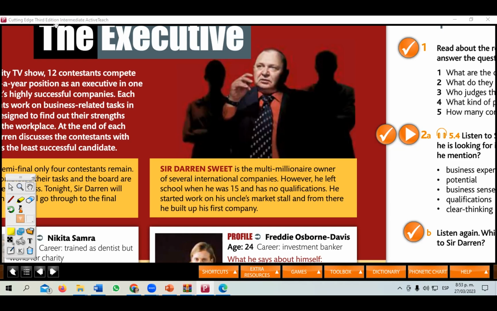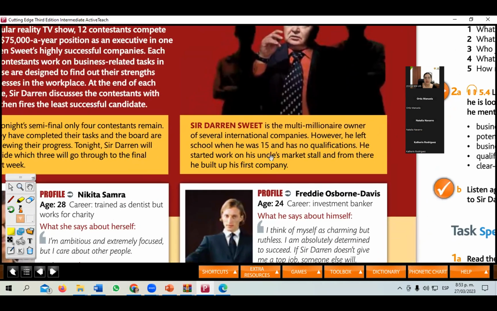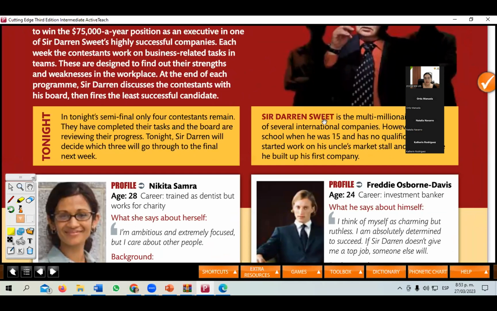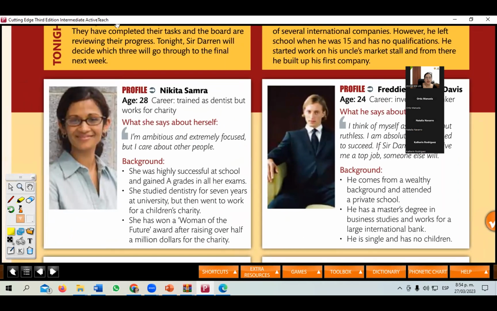Any new words here? Stall. Stall, yes. A market stall, un puesto en el mercado. This is a market stall. And he started to build up his first company. Empezó a construir su primera compañía. All right, so we have information about the contest, the program, and Sir Darren. Now we are going to read the profiles for each contestant. Let's start reading. Please, let's begin with Jorge.